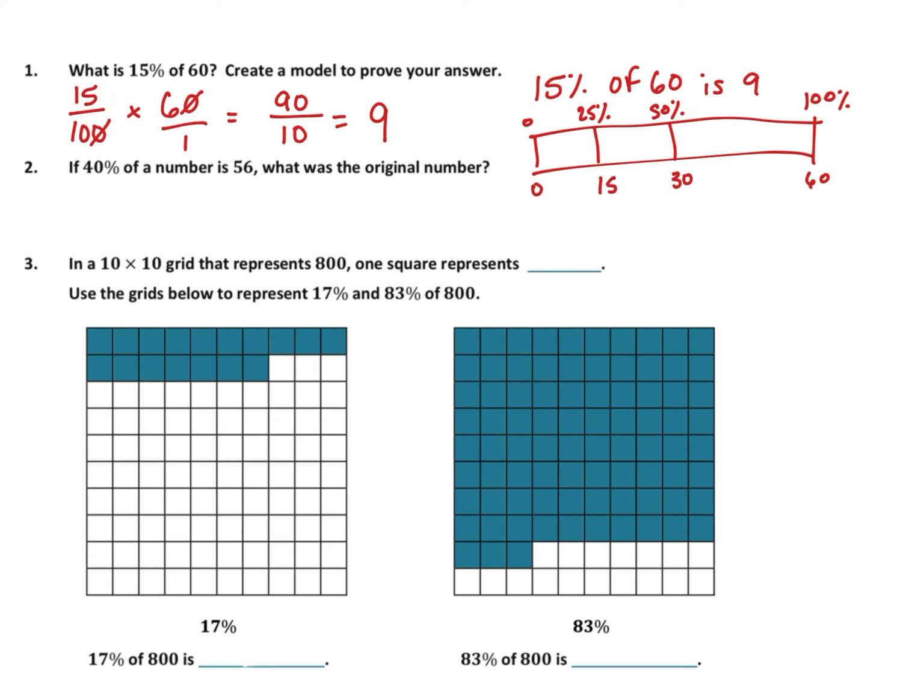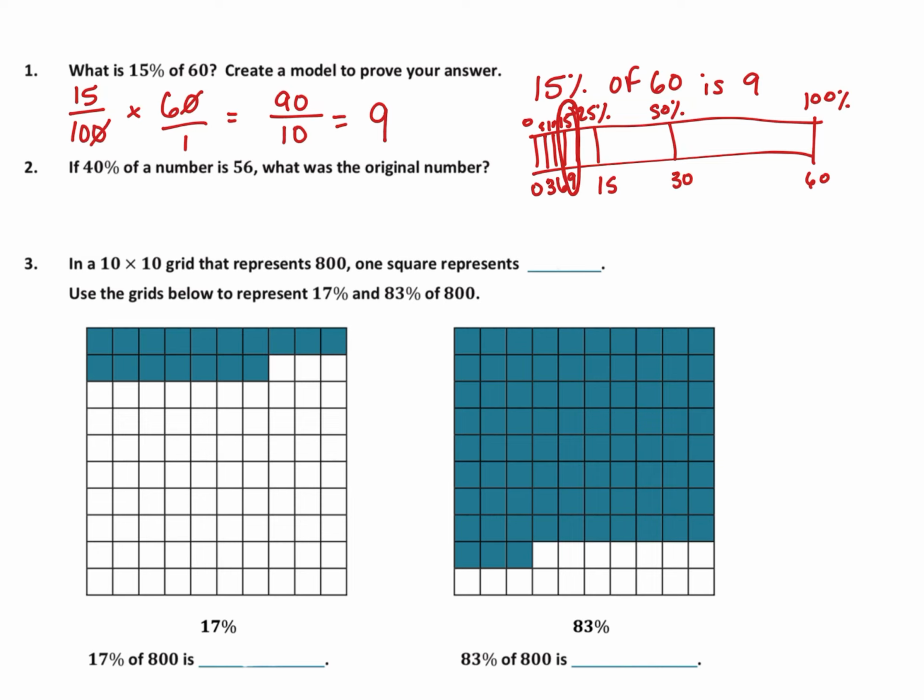So we'd have 5, 10, 15, 20. And so 5, 10, 15. When you break 15 up into 5 sections, each one would be 3. So 3, 6, 9. 15 would match up with 9.